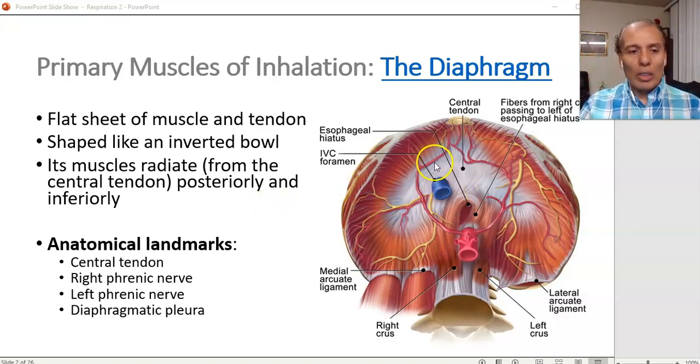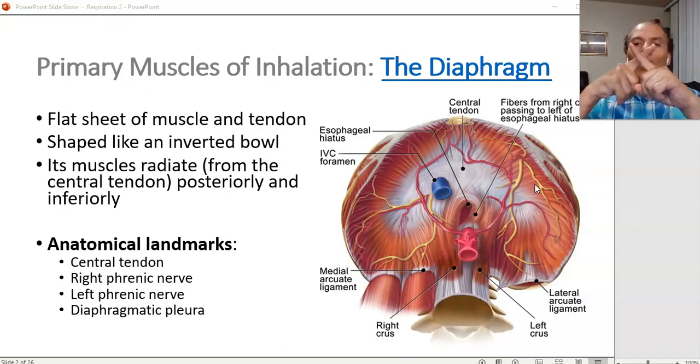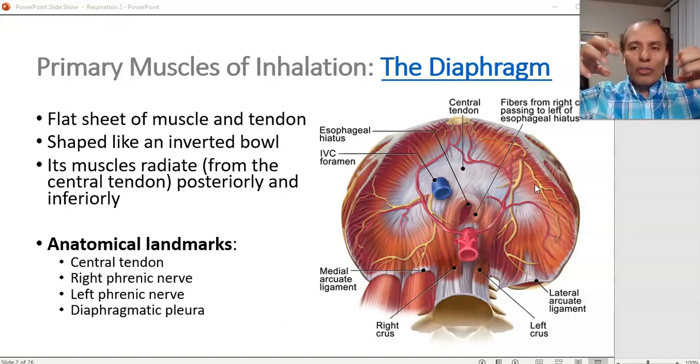The structures that are involved in the diaphragm are the phrenic nerves, left and right. The phrenic nerves are the nerves that branch out of cranial nerve number 10, or the vagus nerve, and they enable the diaphragm to contract. When it contracts, it descends.